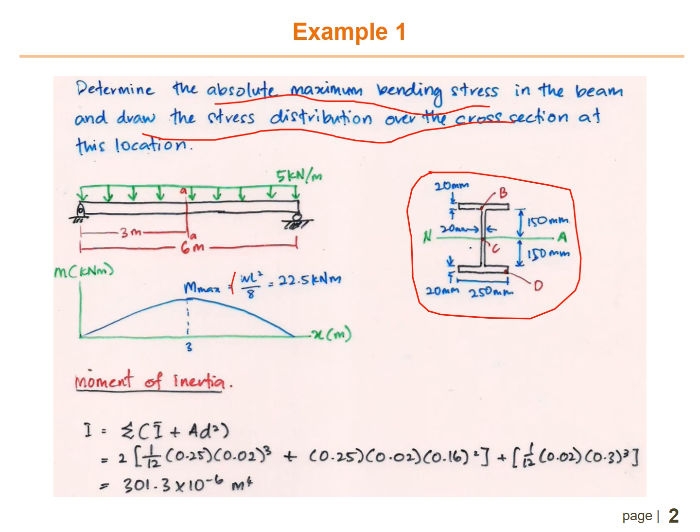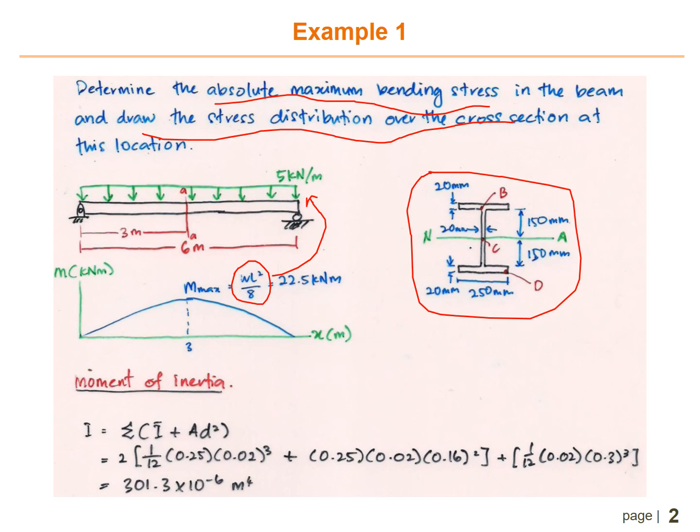Why do you use WL squared divided by 8? Because this is the formula for the UDL. So the maximum value is 22.5 kilonewton meter. This equation finds the maximum bending moment at the center, so we don't need to find the centroid of the beam section because the neutral axis is 0.